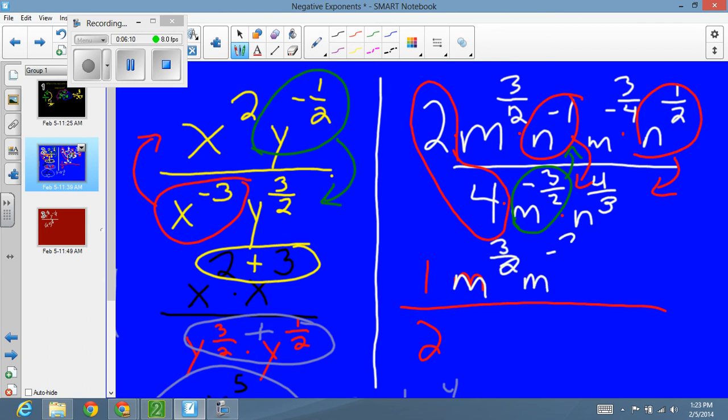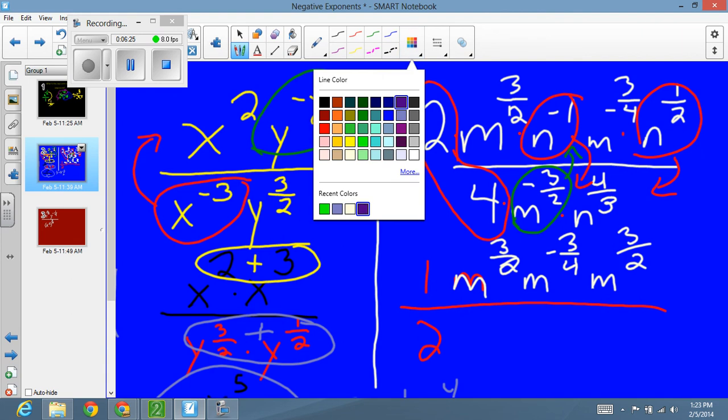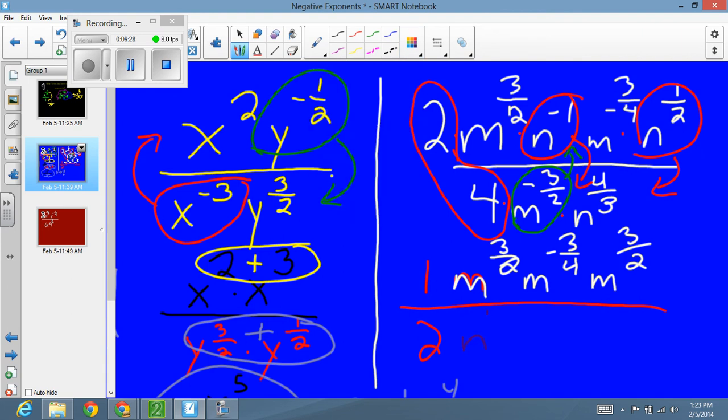M to the negative 3/4 is already up there. And then I have m to the negative 3/2 that moved up. That becomes m to the positive 3/2. Okay? In the denominator, I have an n to the 4/3 that was already down there. I have an n to the 1st that came down from the numerator, and I have an n to the negative 1/2 that comes down and has to become negative because I moved it to the other part of the fraction.